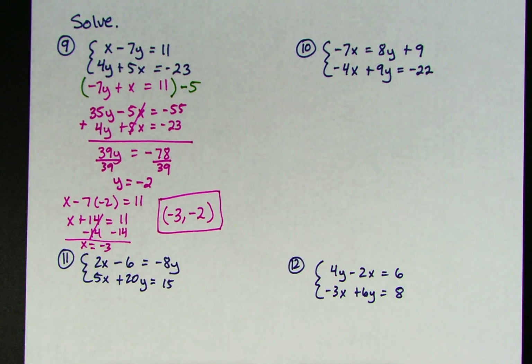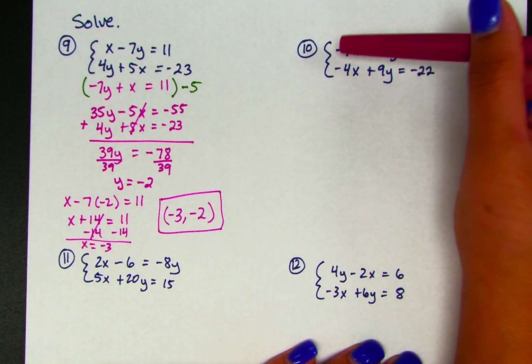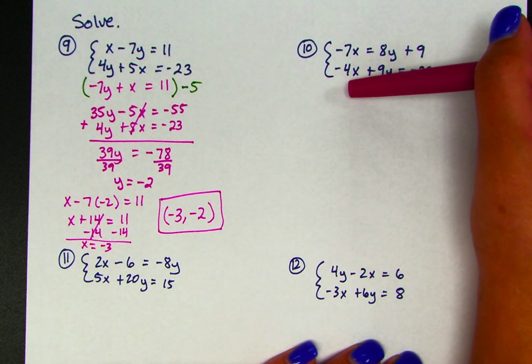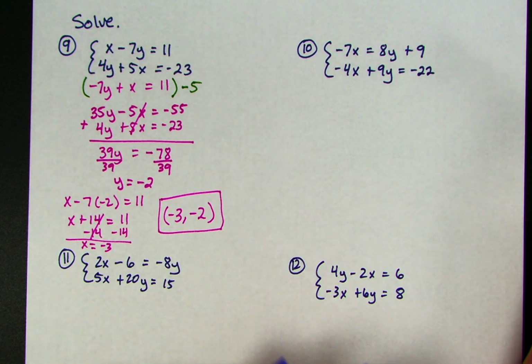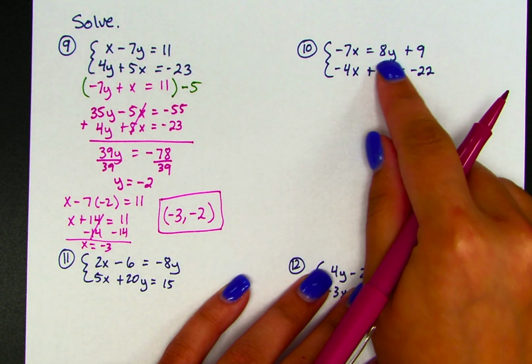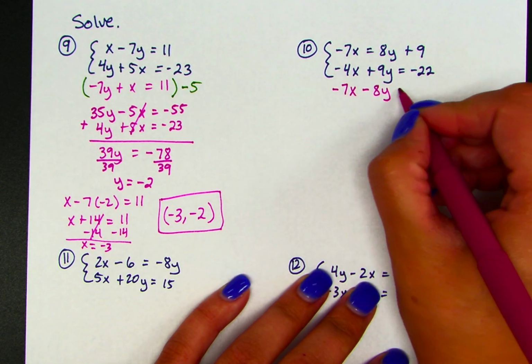All right, so going to 10, again, the first thing that we want to do if it's not formatted the same is to make the formatting the same. So we have a couple options. I can subtract the 8y over so that I have x, y equals a number. Or on this one, I could subtract the 9y over so that I have x equals y and then a number. So it doesn't matter which way you do it. I'm going to choose to put x and y on the same side because I just prefer that better. So I'm going to subtract this 8y over. So this will be negative 7x minus 8y equals 9.